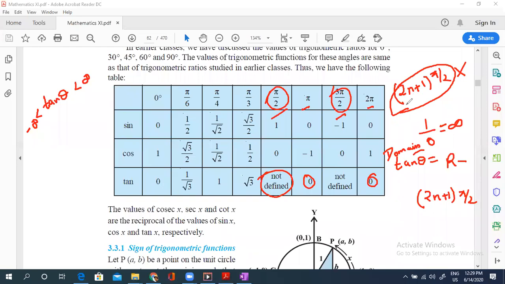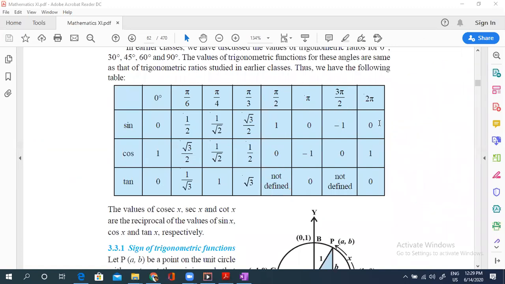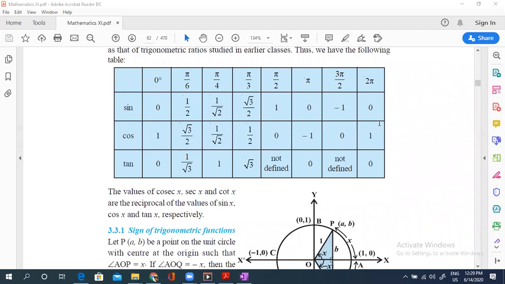And we know that any odd number is taken as 2n plus 1. So it is 2n plus 1 by 2. Got it, everyone? Tell me yes or no. Okay.